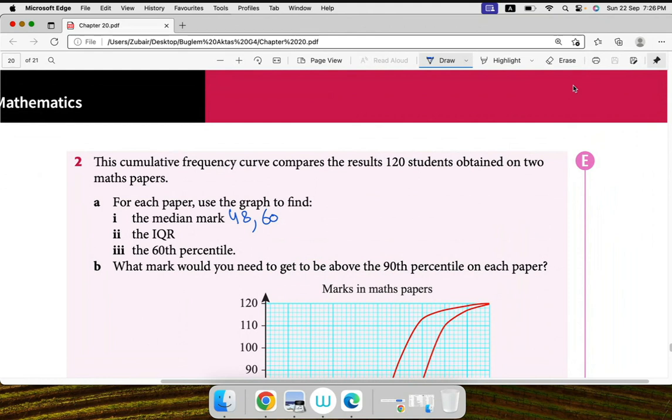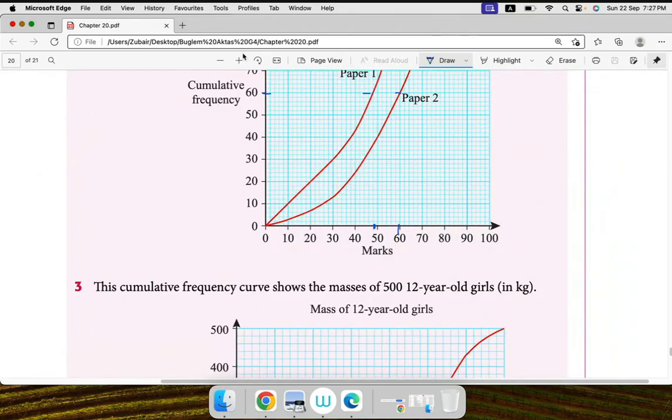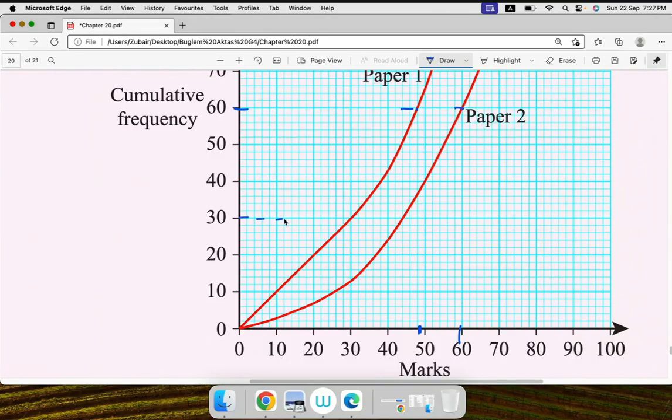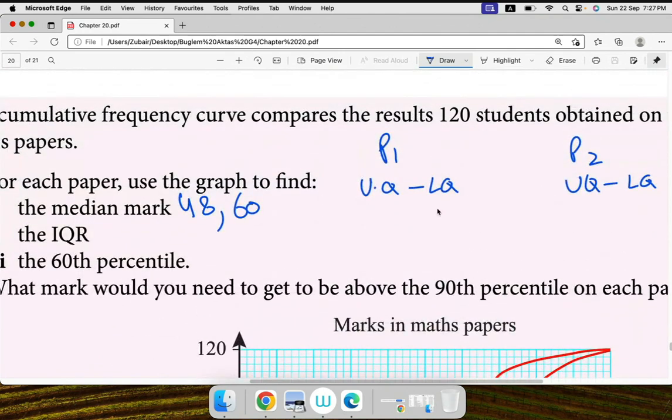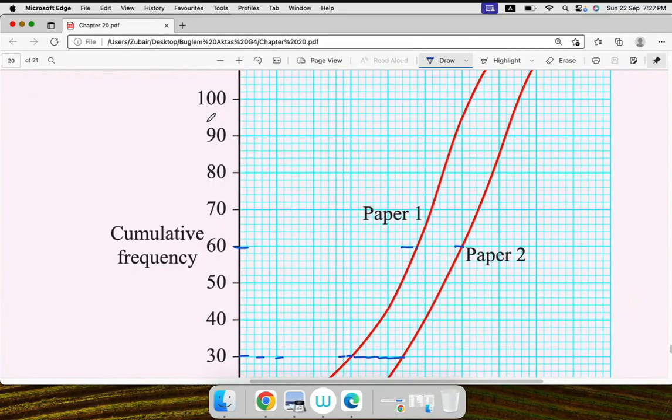Interquartile range. Paper 1, paper 2, upper quartile minus lower quartile. So I'm going for lower quartile first. There were 120 and 1 by 4 of 120 is 30. So this is 30 and the other one is 44, right? Yes, 30 and 44. Do it for the upper quartile. It has to be 90.